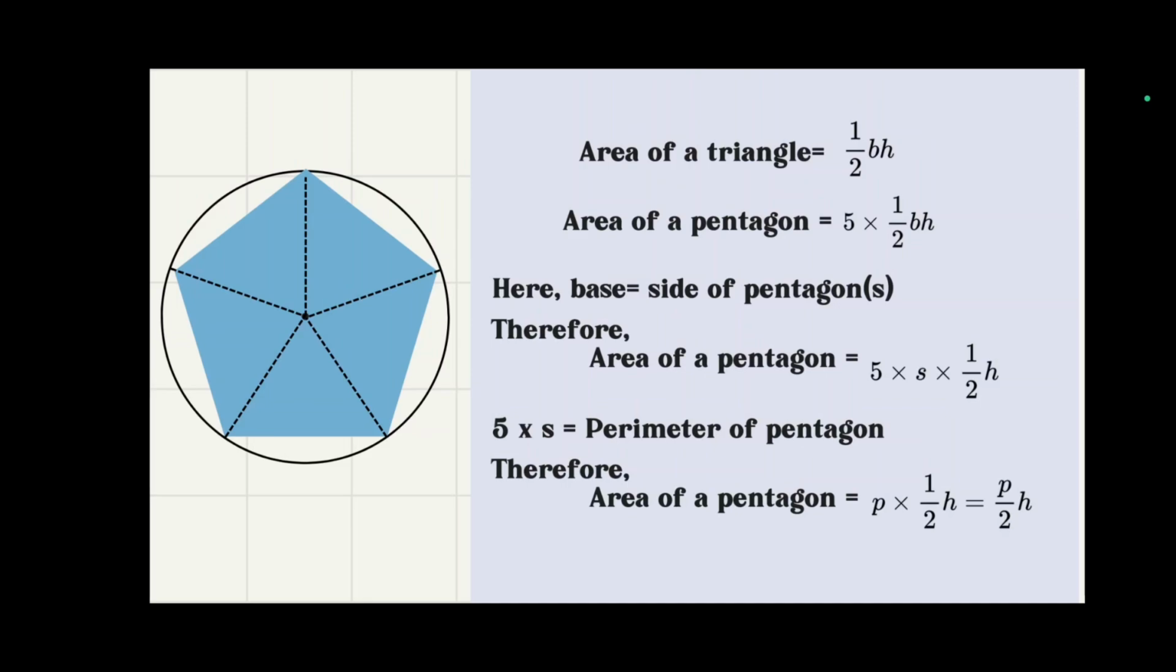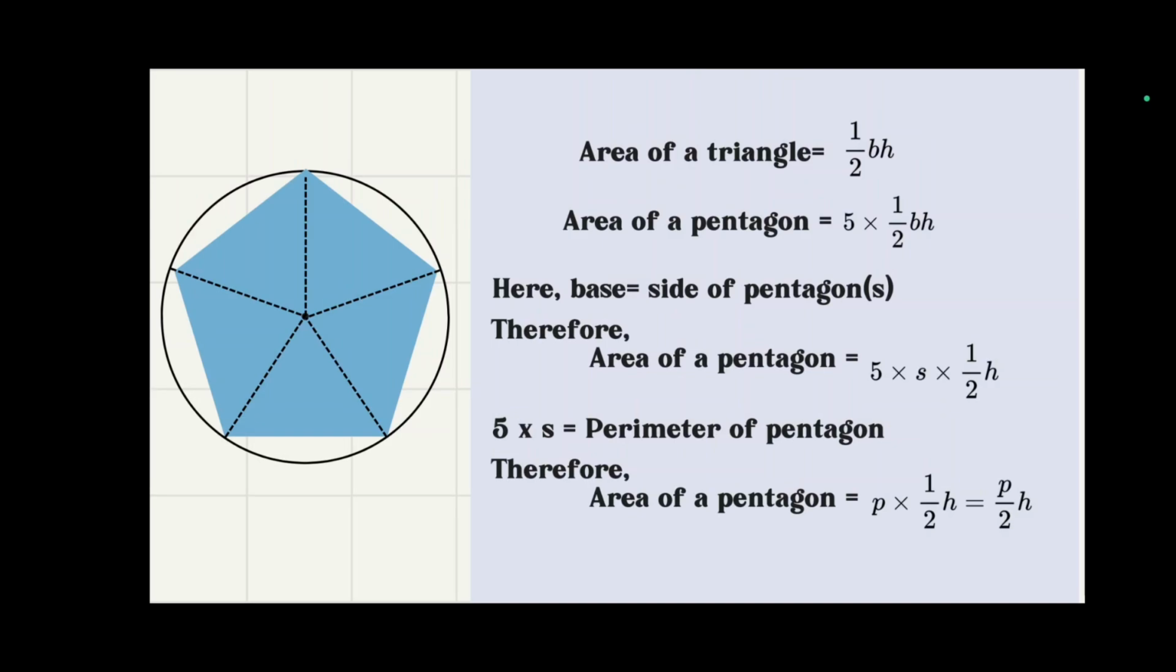We already know that the area of one triangle is given by half into base into height, that is half bh. Here, the base of each triangle is the side of the pentagon, which we call S, and the height is the perpendicular distance from the center to the base, which we call h. So, the area of one triangle is half into S into h.